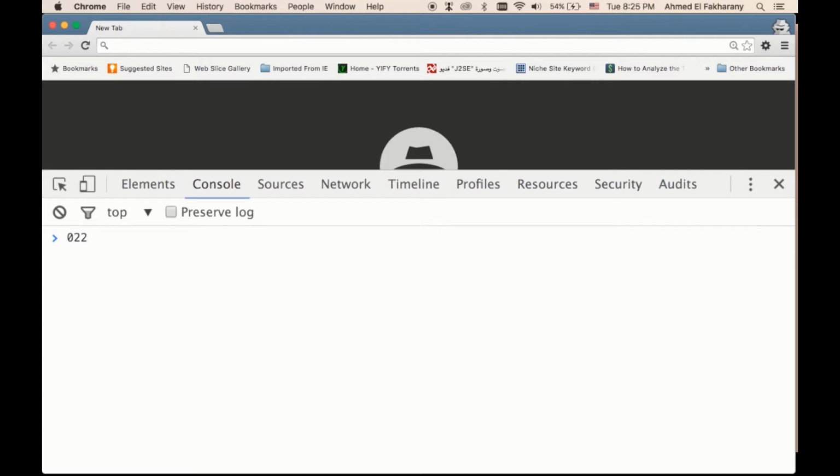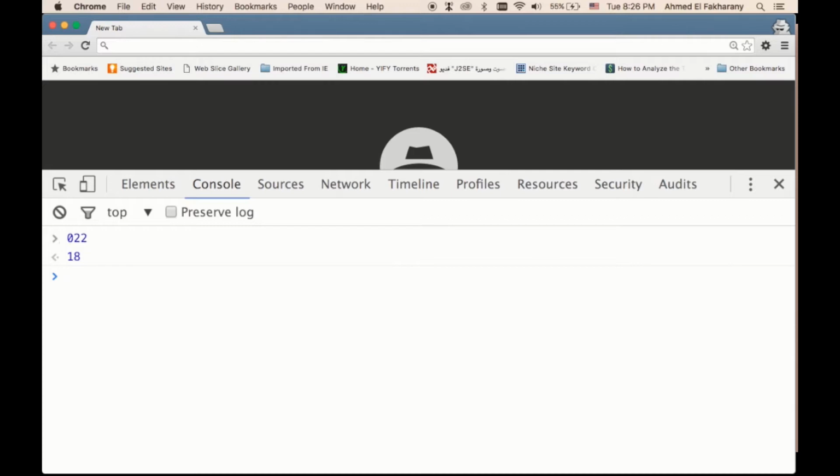But in JavaScript, things are a little different. If I type 022, as you can see here, the console has output to me 18. So why is that? This is because 0 at the start of an integer has a special meaning in JavaScript. It means that this number should be treated as an octal number and not as a decimal number.